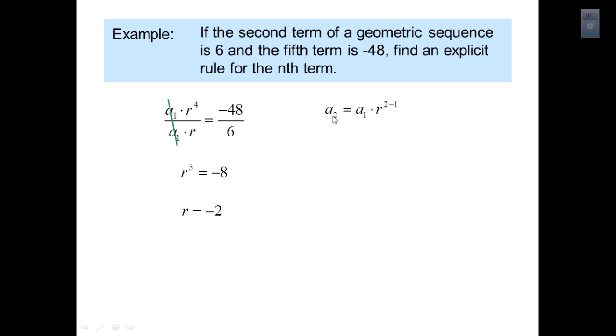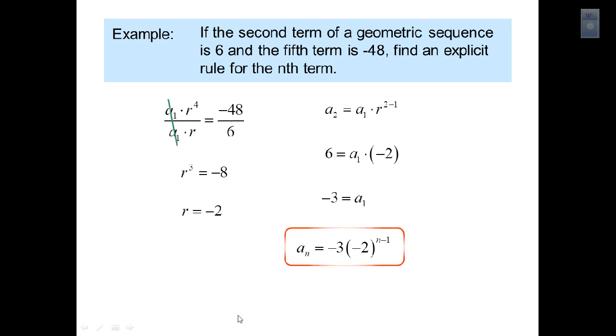If you know that a sub 2, you know what it is, it's 6, and it equals a sub 1 times r to the 2 minus 1. Well, 2 minus 1, of course, is just going to be 1. So you can put a negative 2 there. You can put a 6 here, and then the only thing that's unknown is a sub 1. So a sub 1 is negative 3. So putting everything together in this form right here for the nth term expression, you're going to get what? A sub n equals negative 3 times negative 2 to the n minus 1 power.